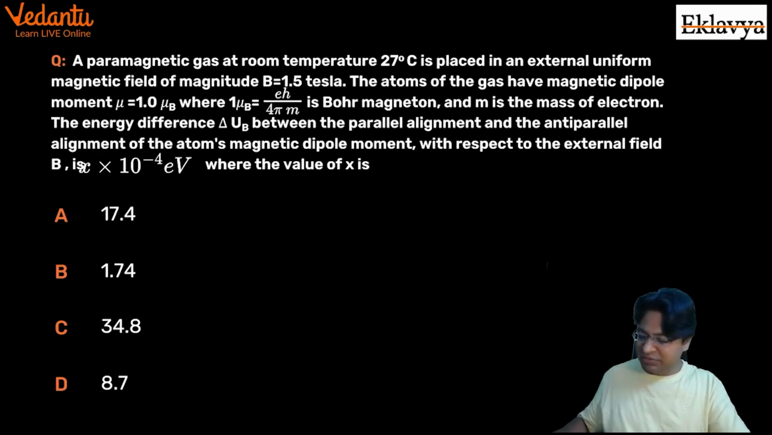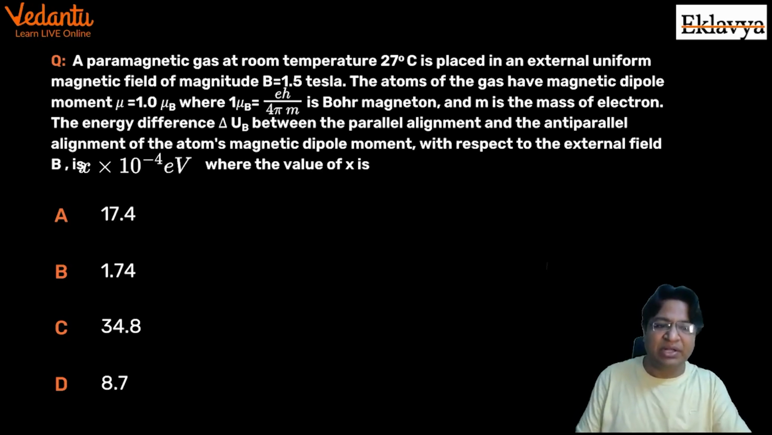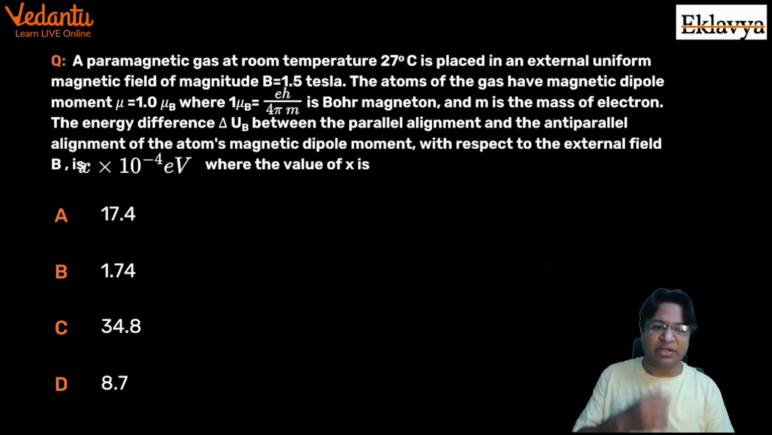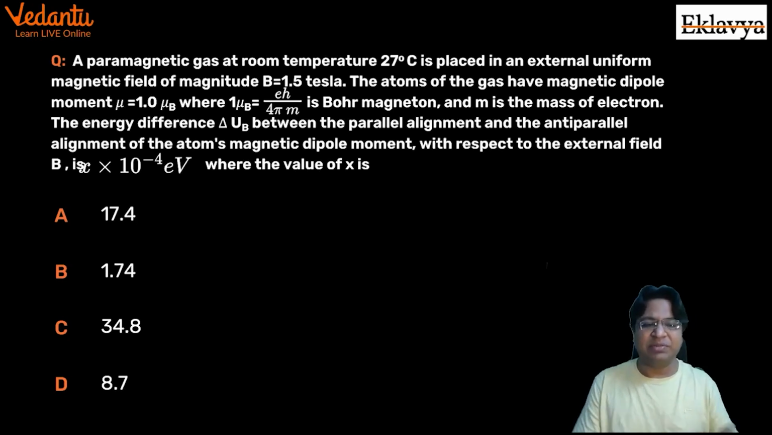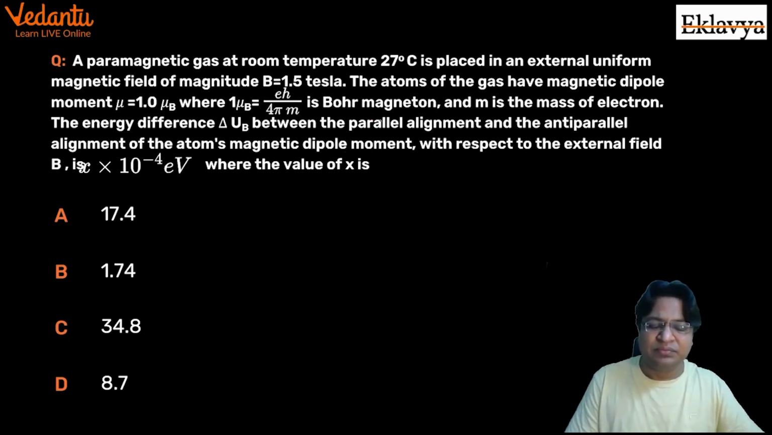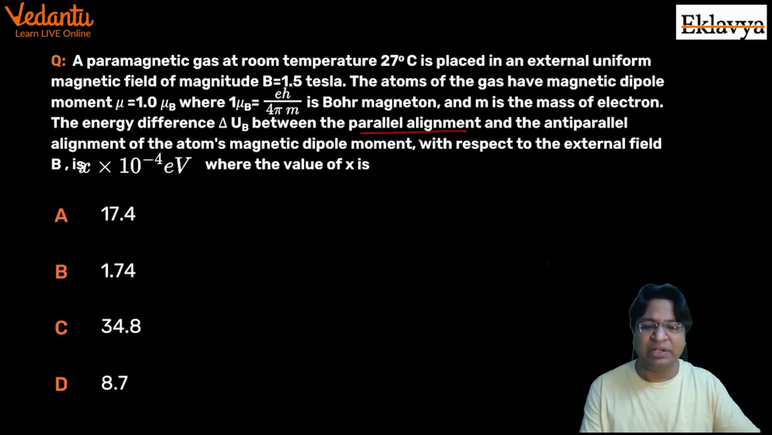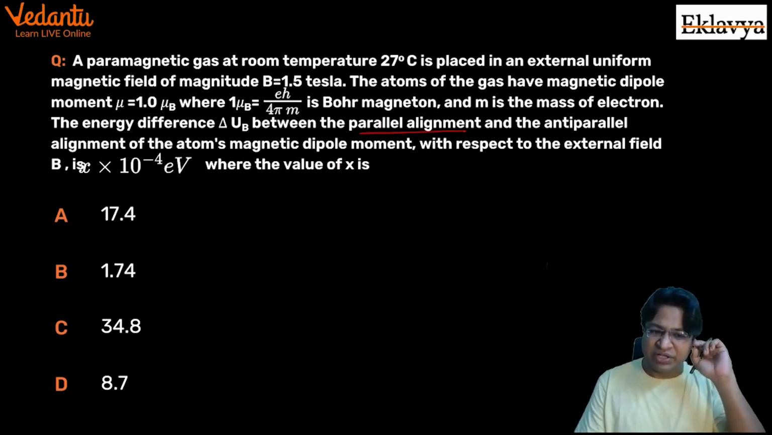Okay, now we'll go to the next question. Now this question says a paramagnetic gas at room temperature is in an external uniform magnetic field of this much. The atoms of the gas have a magnetic dipole. So guys, the question is explaining a lot of things, but ultimately what is happening is that first the magnetic moment was aligned parallel to the magnetic field, and then it was anti-parallel. So we have to find the value of the change in energy.